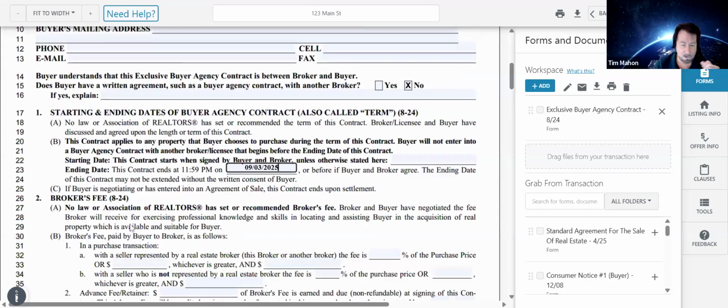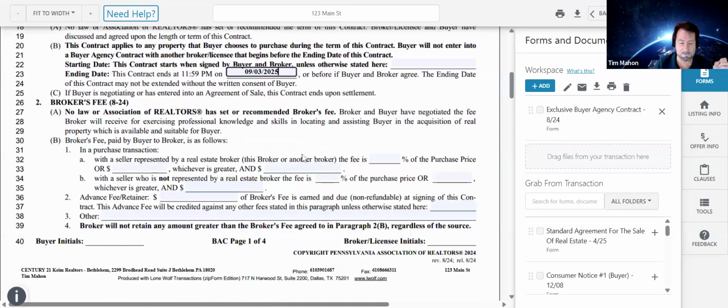So once again, the same thing with the buyer agency fee. You must put in here what you want to work with this buyer. So for me, I put the 3% in here again. Okay. Or whichever is greater, that would be for extra fees. And with the sellers not represented by a real estate broker, the fee is also 3%.